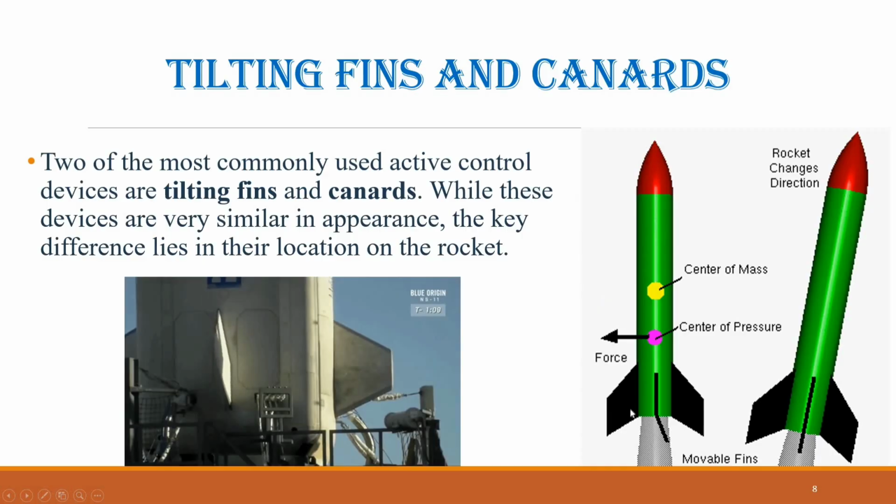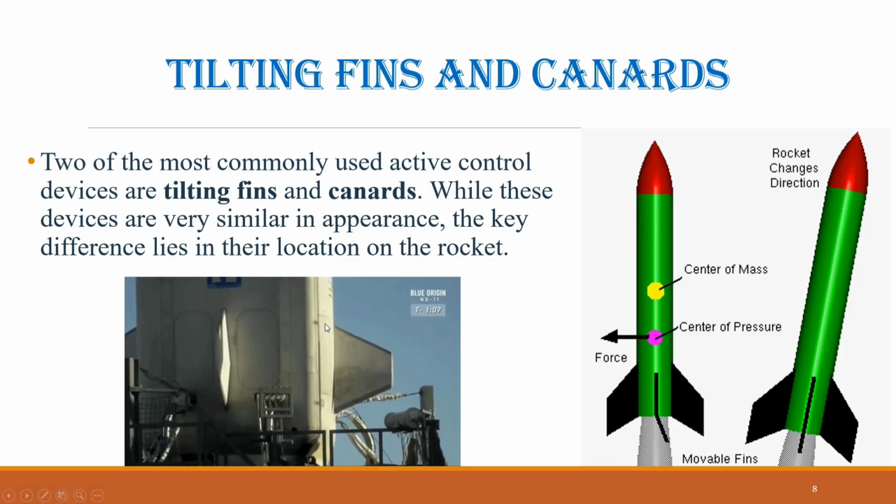Tilting fins and canards. Two of the most commonly used active control devices are tilting fins and canards. While these devices are very similar in appearance, the key difference lies in their location on the rocket. Canards are mounted at the front nose of the rocket, while tilting fins are located at the rear near the nozzle. During flight, these devices function like rudders on a ship, tilting to deflect airflow and cause the rocket to change direction.